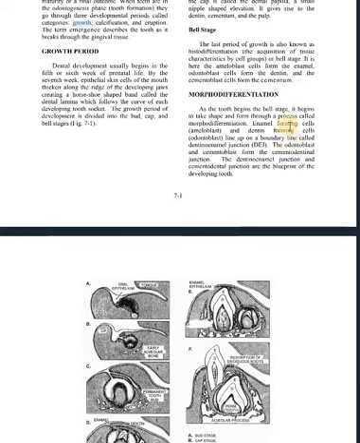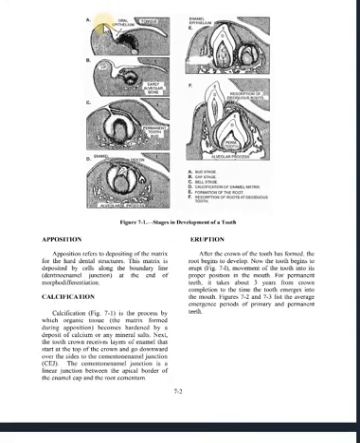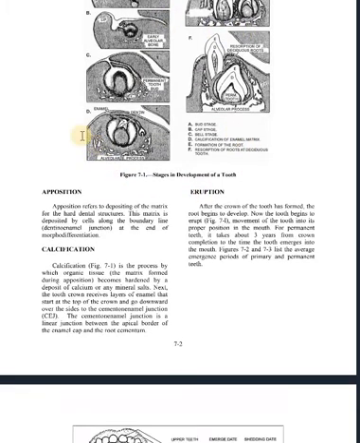Morphodifferentiation, this one's all the big words. Enamel forming cells are called ameloblasts. Dentin forming cells are called odontoblasts. Let's see, that's kind of the blueprint of the tooth. This one has a lot of cool charts that really helps show what the stuff looks like. So that just shows how the tooth gets made.